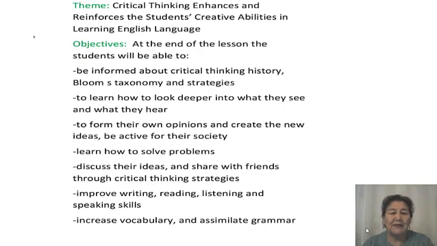The objectives are: at the end of this lesson, the students will be able to be informed about critical thinking history, Bloom's taxonomy, and strategies; to learn how to look deeper into what they see and what they hear; to form their own opinions and create new ideas; to be active for their society; to learn how to solve problems; to discuss their ideas and share with friends through critical thinking strategies; to improve writing, reading, listening, and speaking skills; and to increase vocabulary and assimilate grammar.